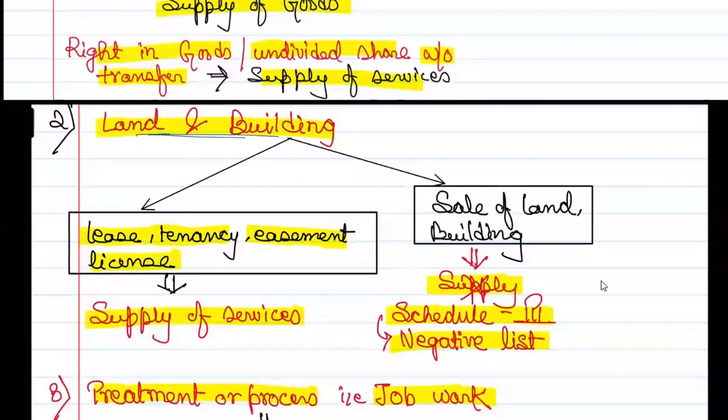Then we went on to land and building. We know that lease, tenancy, easement, license of land and building are supply of service, but sale of land and building will never be under supply, because today we'll read Schedule 3, the negative list, which says it is not to be treated as supply. Here also we read that if an under-construction building is purchased, GST applies. But if a wholly constructed, ready-to-move-in building is purchased, then there is no GST.